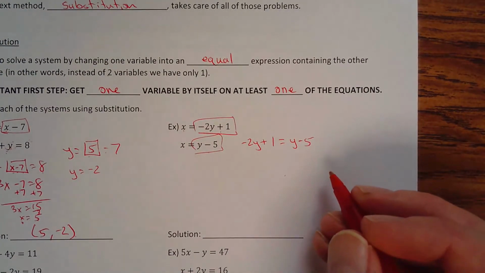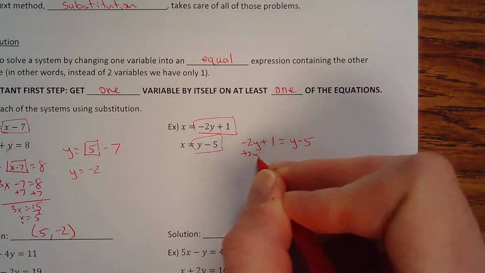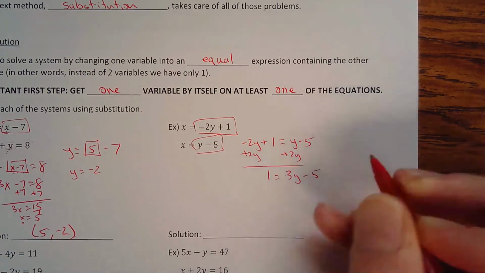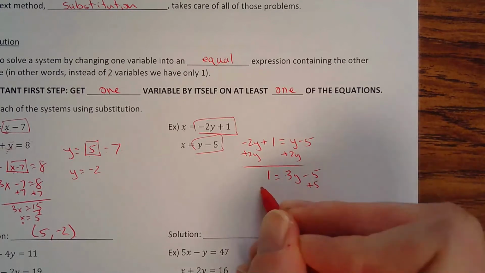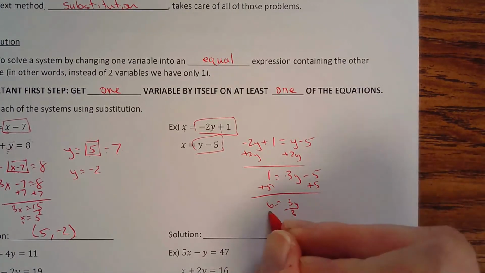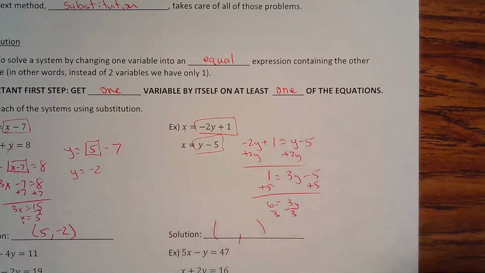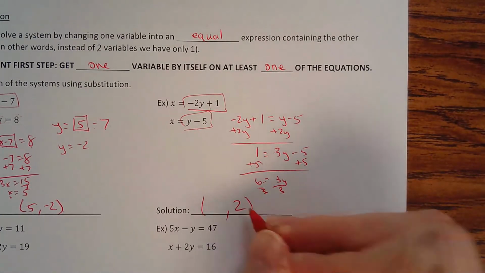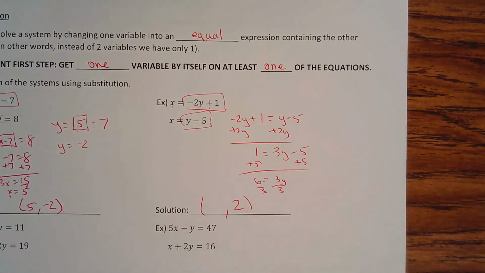So let's get the y's together. I think it'd be easier to add 2y to both sides. So I got 1 equals 3y minus 5. Bring the 5 to the other side, so I'm going to add 5. I got 3y equals 6. Divide by 3. So in my ordered pair, remember this is not my answer, this is half the answer. Y is 2. So I put a 2 in the y place.